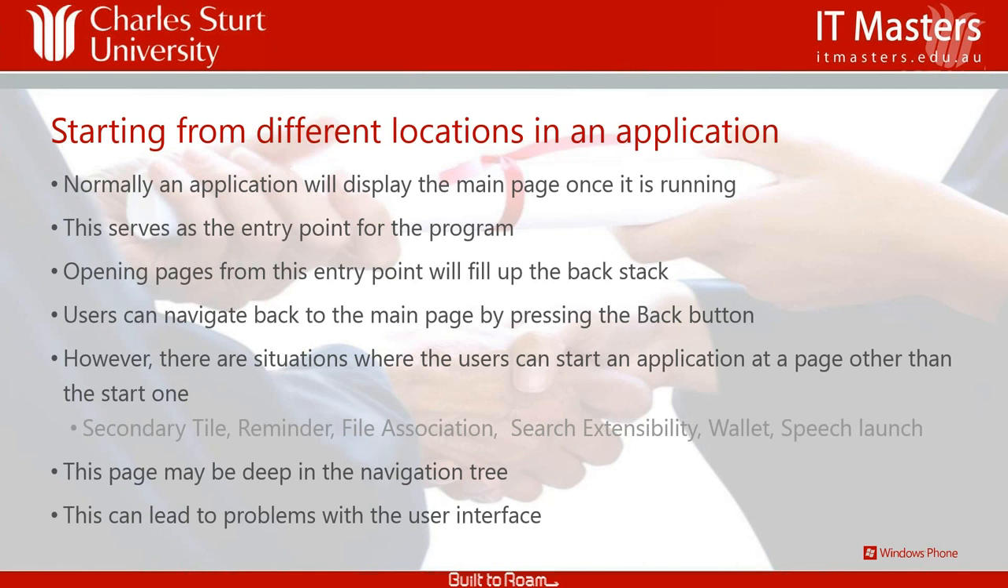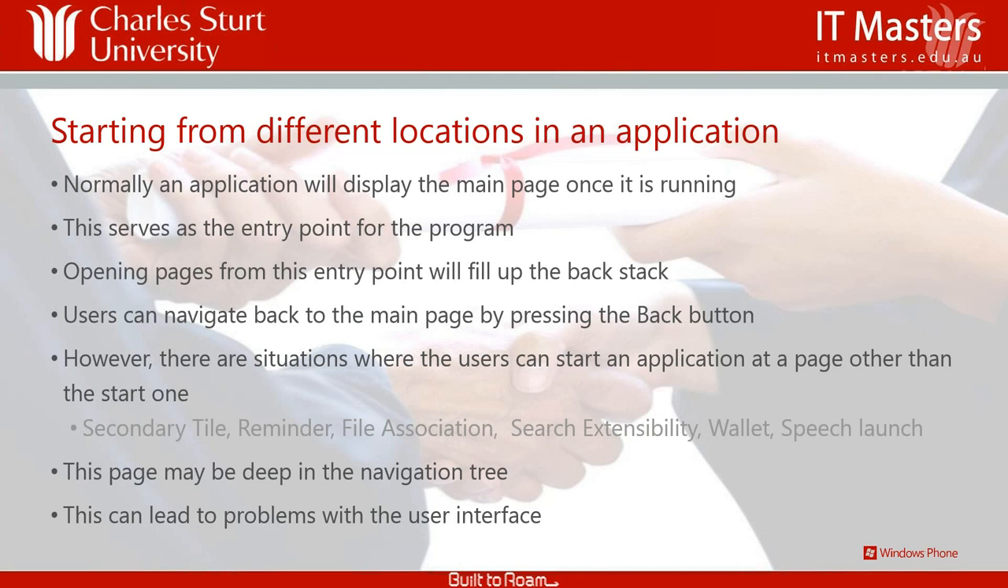Now, there are a number of different mechanisms for entering the application at different points. For example, you can now pin different parts of the application, and each one of those pinned tiles will take the user to a different location within the application. So it might navigate them directly to page 2. You can have reminders, you can have file associations, you can tap into Bing search, you can use the wallet, you can use speech. Each one of these different methods can launch a different part of the application. So file associations might go directly into a page called File Handler page, or a reminder might go to a reminder page, etc. Okay.